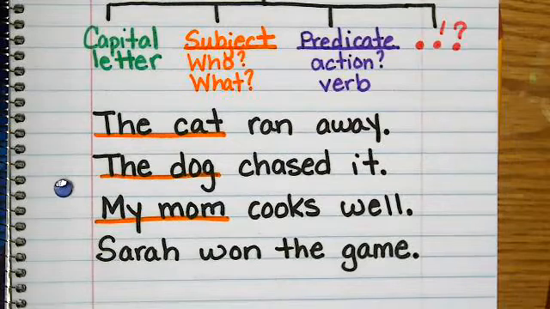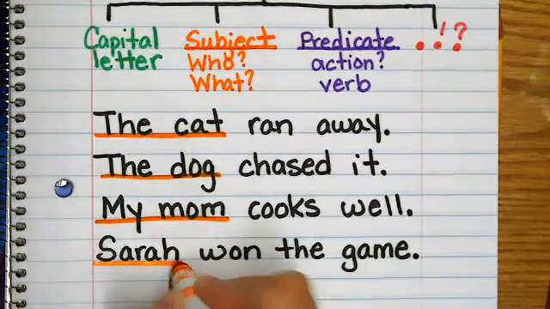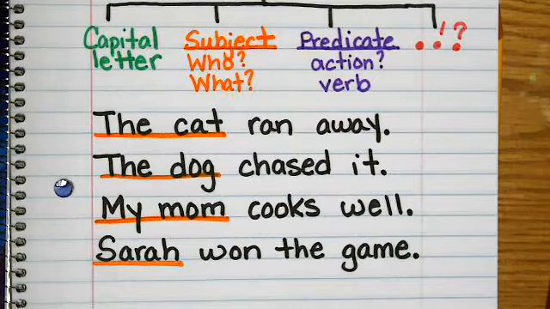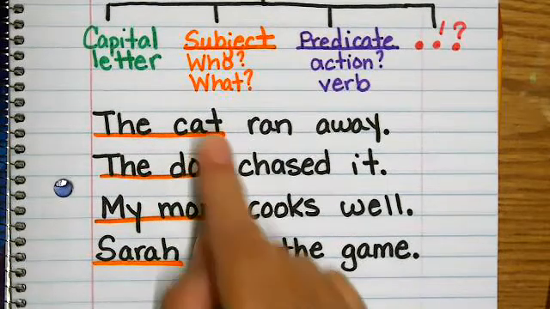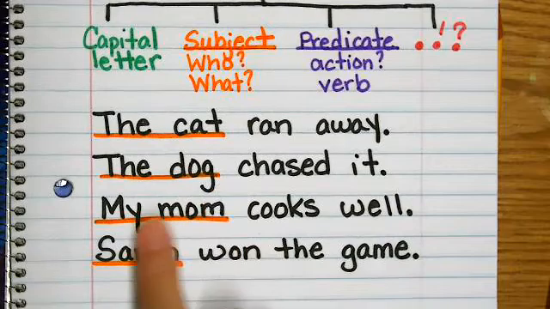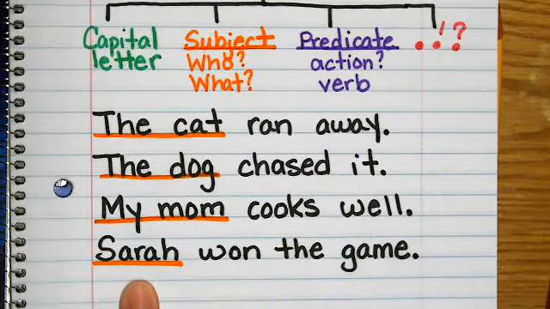Period. Okay. Who or what are we talking about? What's my subject? Who won the game? If you said Sarah, you're right. Sarah is my subject. And you're going to notice that the subject can sometimes be more than one word, like in the cat, the dog, my mom. And then sometimes the subject is one word, like Sarah. Depends on who or what we're talking about.